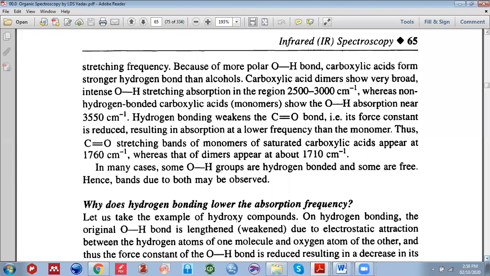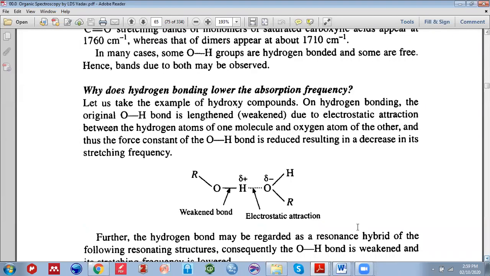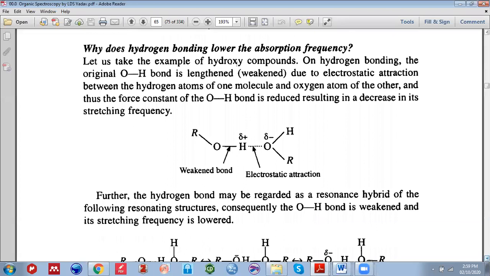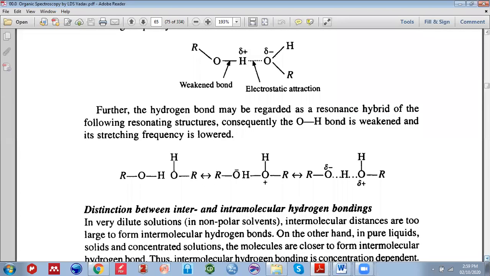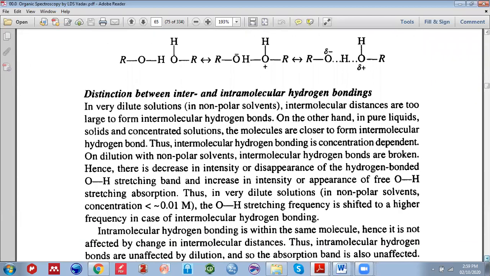In many cases some OH groups are hydrogen bonded and some are free, and both may be observed. Here see the alcohol case, OH and just oppositely OH, here the hydrogen bond weakens the bond due to electrostatic interaction or attraction. This is the alcohol case. Both intramolecular and intermolecular types of hydrogen bonding occur.